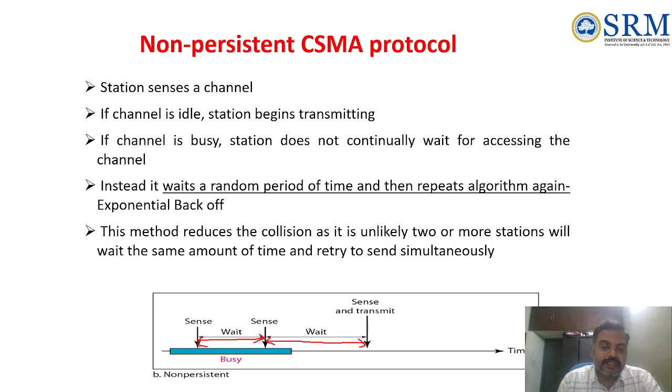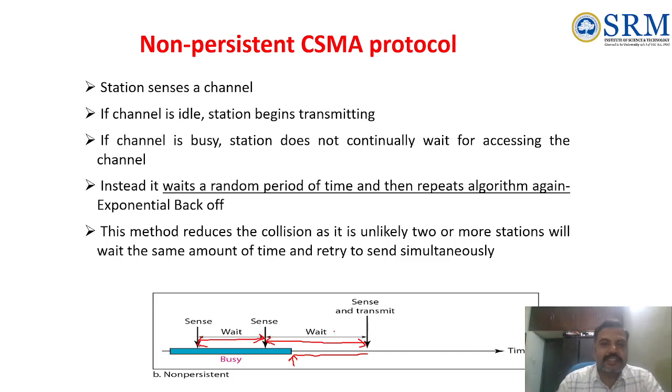But the drawback in this method is, if you look at the diagram, at this time the channel is free from the transmission. But unnecessarily, this much amount of time a particular station waited, though the medium is free, because of its random choosing of number, it is waiting for more time, and only then it is sending the data. So unnecessarily the channel resource is going to waste in the non-persistent CSMA protocol.